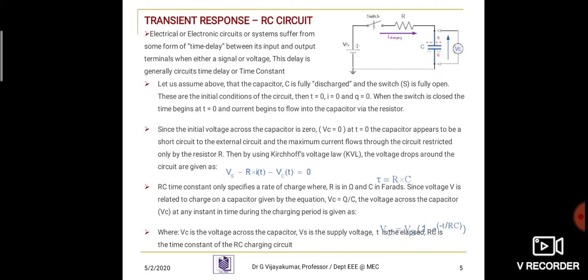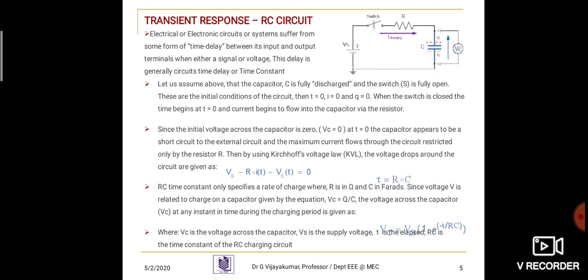When the switch is closed, the time begins at t equal to 0. Here the assumption is made that I close the switch at t equal to 0 and current begins to flow into the capacitor through the resistor. Since the initial voltage across the capacitor is 0, Vc is equal to 0 at time t equal to 0. I hope you understand.